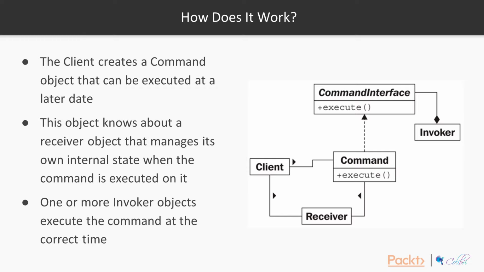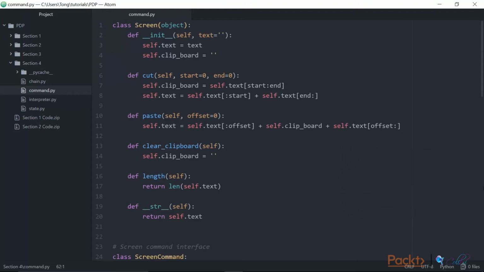So let's have a look at an example. In this case, our receiver object is a screen. It has attributes text and a clipboard, and several methods. So we have the method cut, where you can put some text onto the clipboard and take that text away from the screen text. We also have paste, where you take some text from the clipboard and add it to the text of the screen, depending on the given offset.